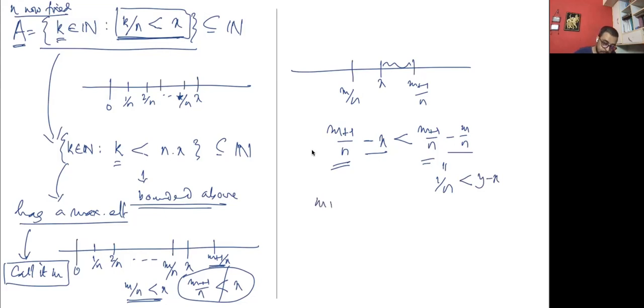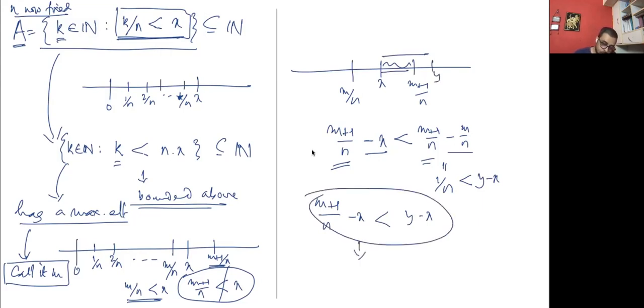So the inequality that you are getting is, this distance is less than this distance, y minus x. And from this you conclude that m plus 1 by n is less than y. So in fact, this number lies between x and y. So you have produced a rational number between these two reals, x and y.